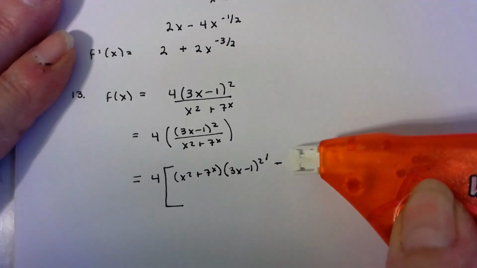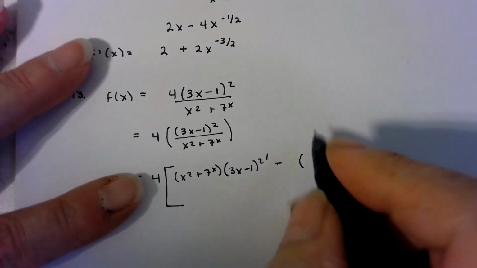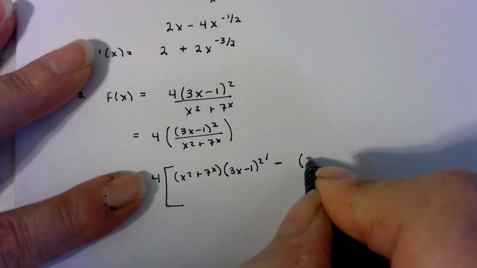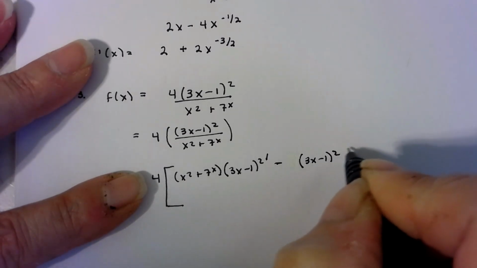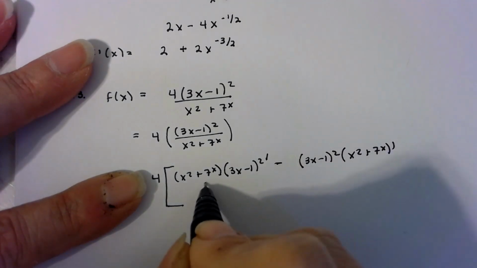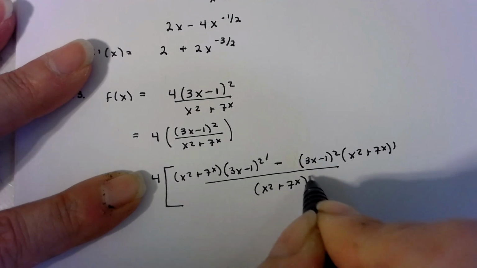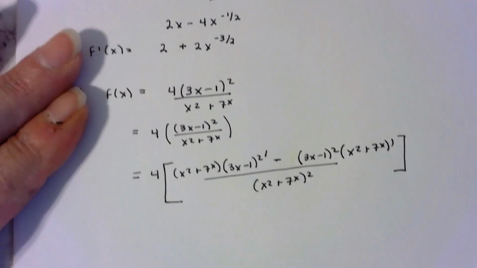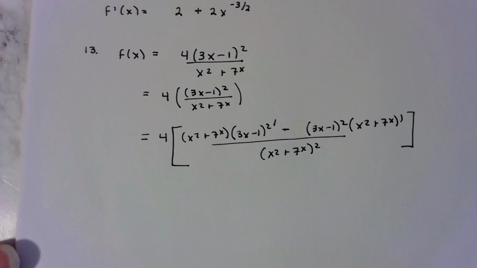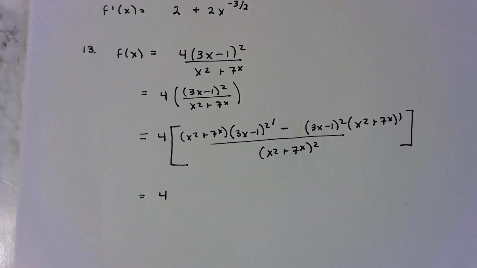I forgot that I pulled the 4 out. Don't you forget. All right, minus high times derivative of low, all over low squared. Right? So again, this 4 is being multiplied to whatever the result is. So I'm not getting rid of it, so it's cool.